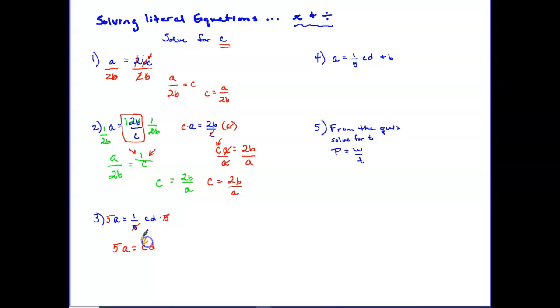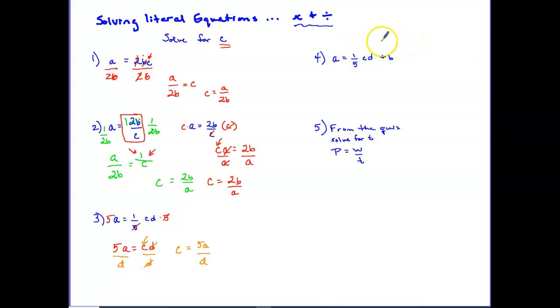I still want to get the c all by itself. So since they're connected with multiplication, I'm going to divide both sides by d. The division will undo that multiplication. The d's cancel, and I have c equals 5a over d.